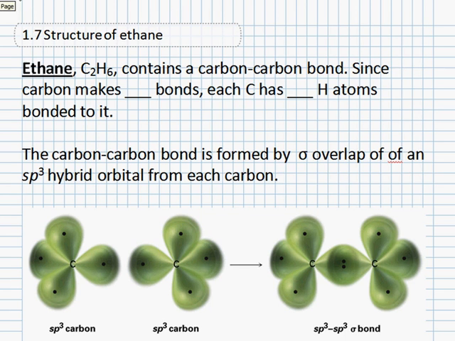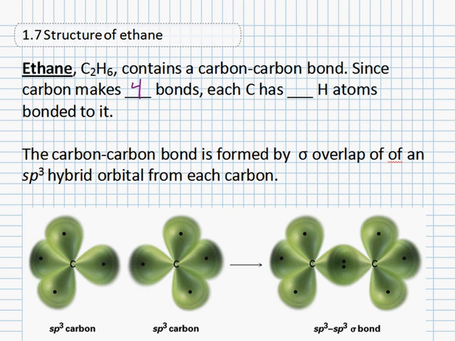So ethane is a 2-carbon compound, so C2H6. It has a carbon-carbon bond to it. That's something that methane didn't have. Methane just had CH bonds. So ethane, C2H6, has that carbon-carbon bond. And since carbon makes how many bonds? Carbon always makes 4 bonds.